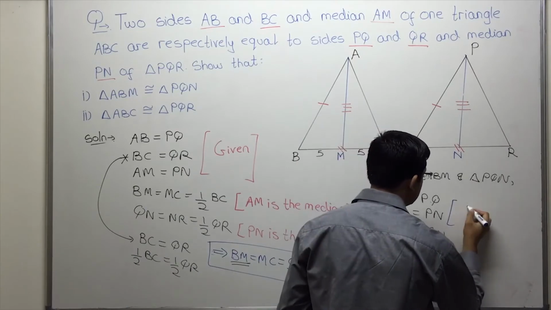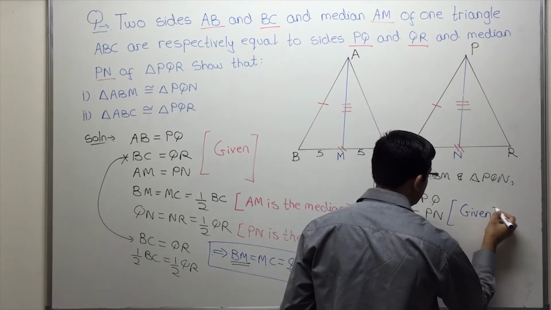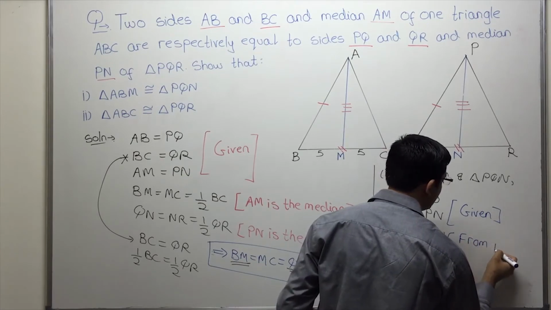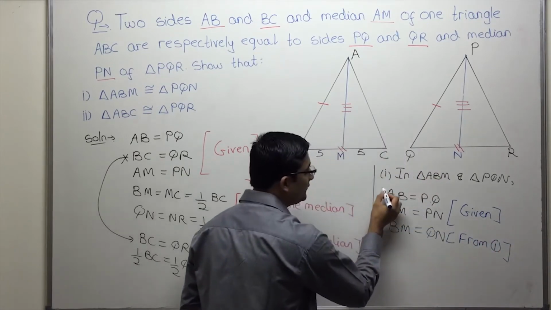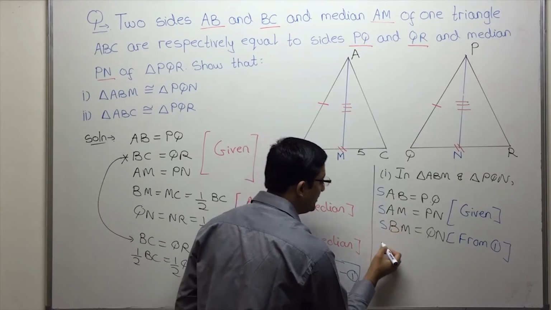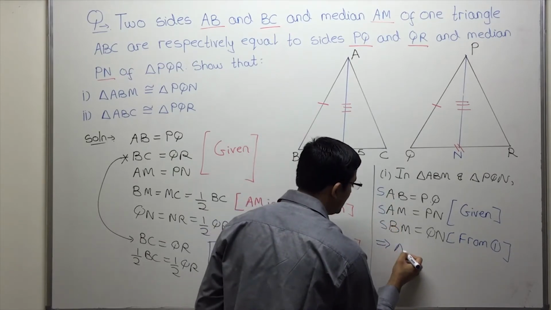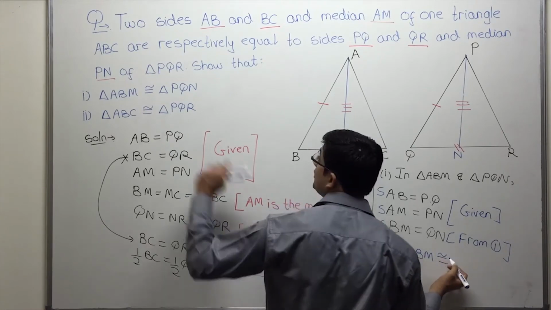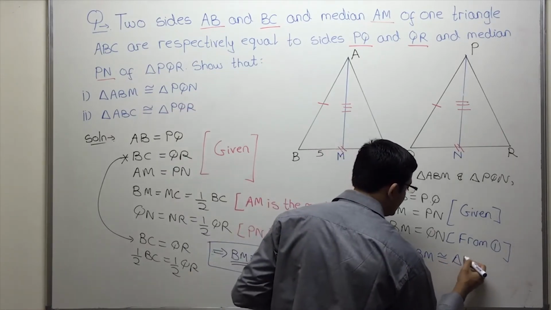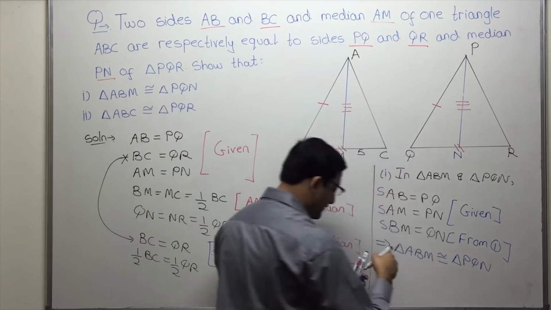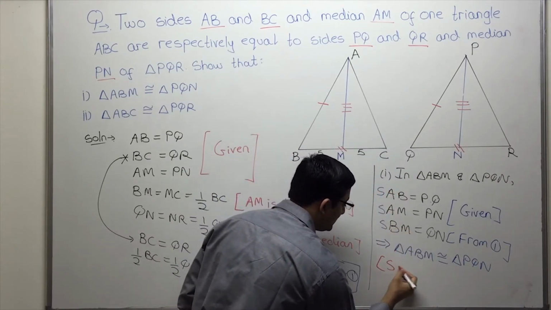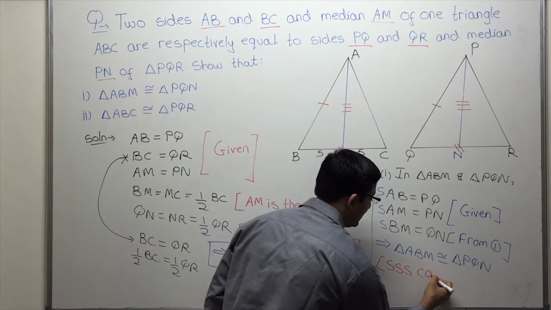These two things are given to us, and this over here is from 1, a conclusion we drew. So what is the criteria we have used? Side, side, side. This implies the two triangles are congruent, that is, triangle ABM is congruent to triangle PQN. The criteria used is SSS, so write in bracket SSS congruence criteria.